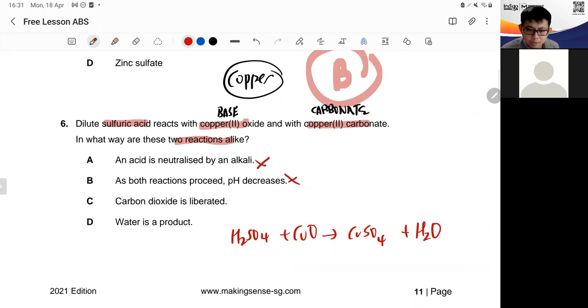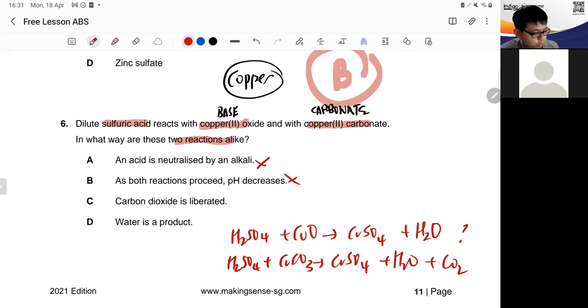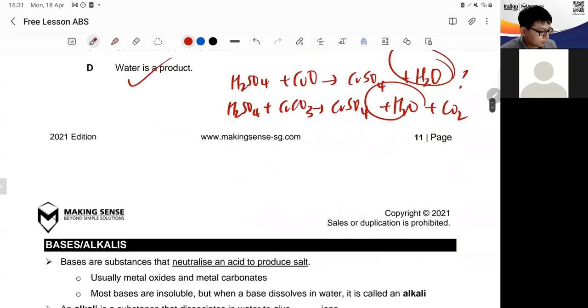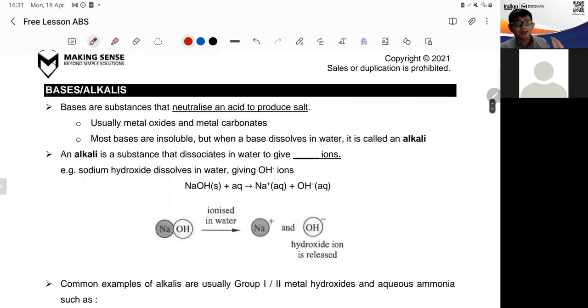Is carbon dioxide liberated in both? Not really. There is no carbon dioxide here. Well, there is carbon dioxide in the carbonate reaction, because it forms salt, water, and carbon dioxide. So not both. They're not alike in that. But yes, in both cases water is a product. That is D. That's that. And that was that for acids.